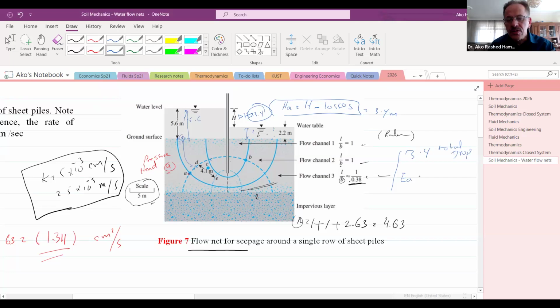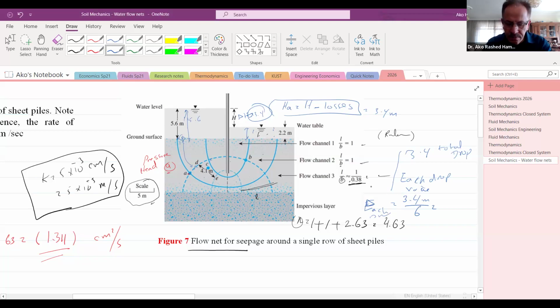And each drop value is equal, because the total drops are 1, 2, 3, 4, 5, 6. So we have 6 drops. So for each drop, it will be 3.4 meter divided by 6. That will be equal to how much? Each drop, 3.4 divided by 6.